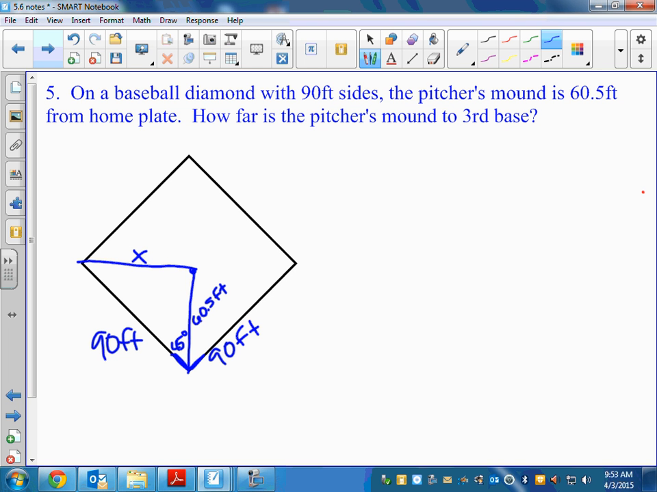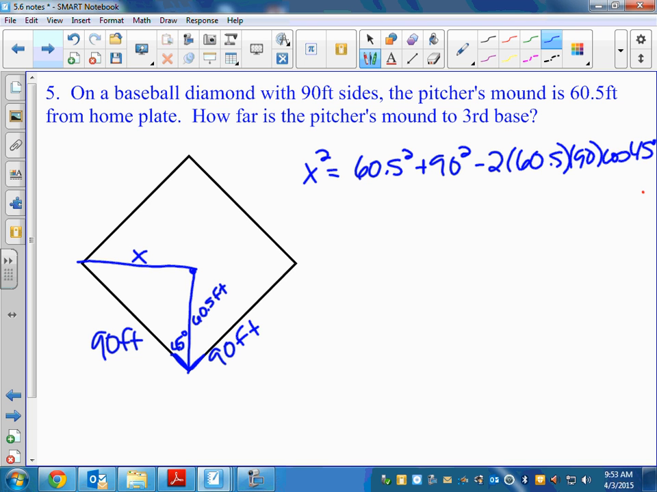Can I use law of sines here? Nah, you guys love those signs. Basically, because I don't know a side and an angle, right? This one's not going to be exactly 45 degrees. So I think I need to say x squared equals 60.5 squared plus 90 squared minus 2 times 60.5 times 90 times cosine of 45.